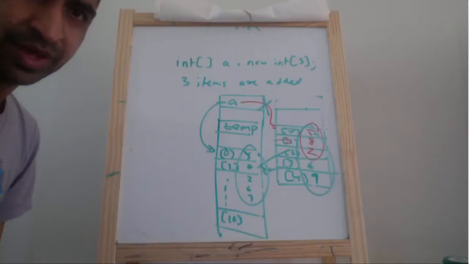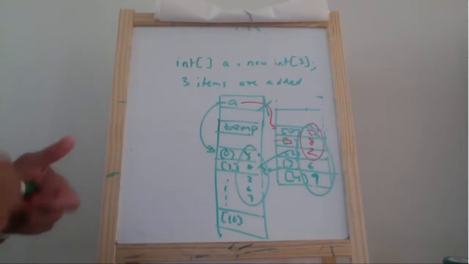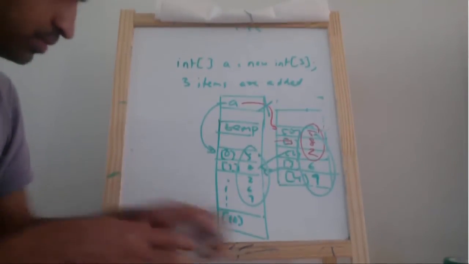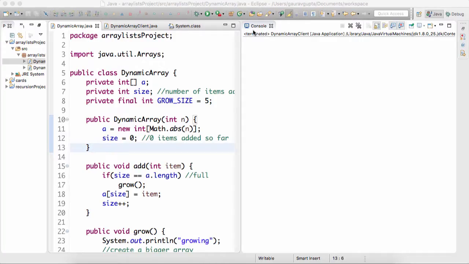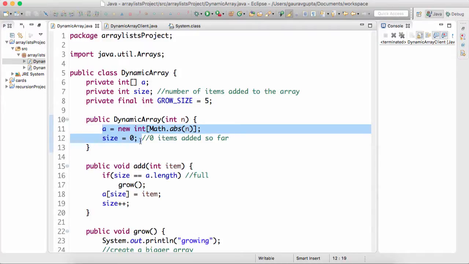What I've done is I've created a simple class that does this for us. So here I have a class that stores an array inside it. It also keeps a track of how many items are there in the array right now. And every time the array has to grow, it will grow by 5 values. In the constructor, you instantiate the array and say that it contains 0 items so far.